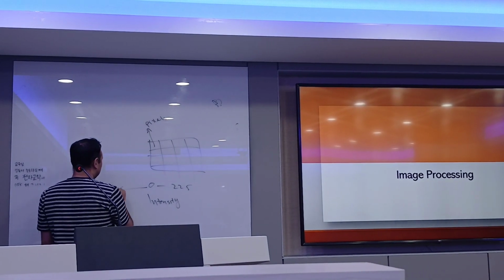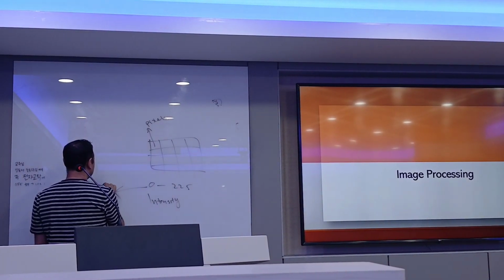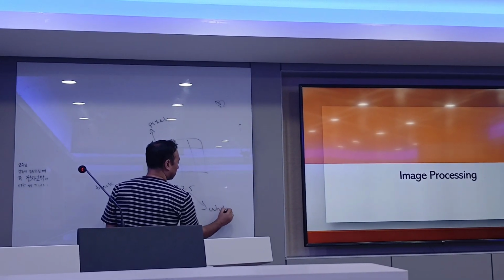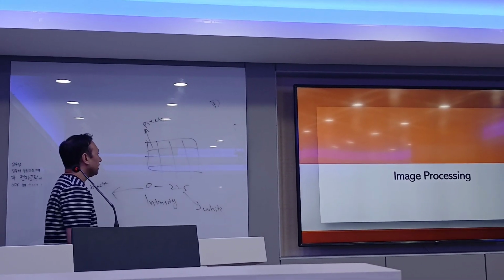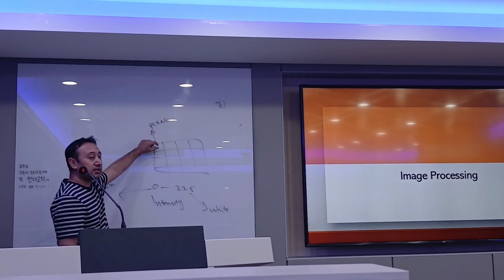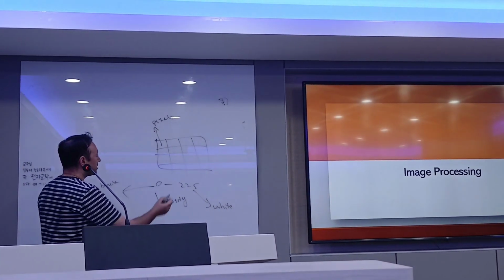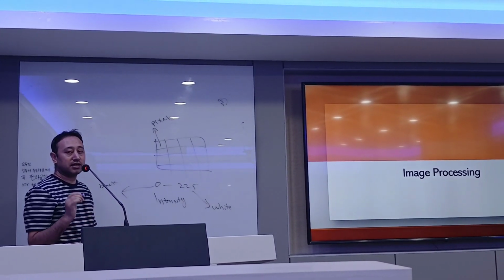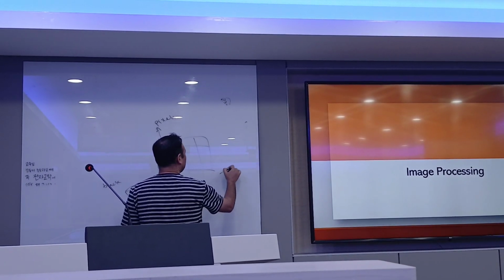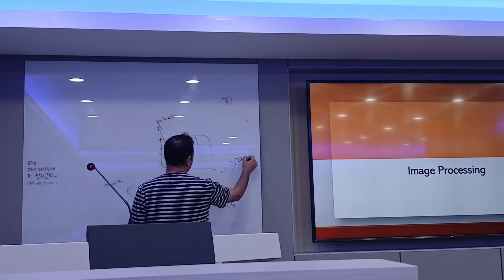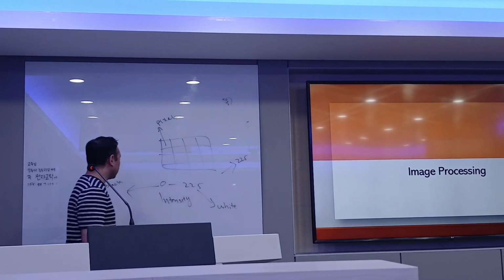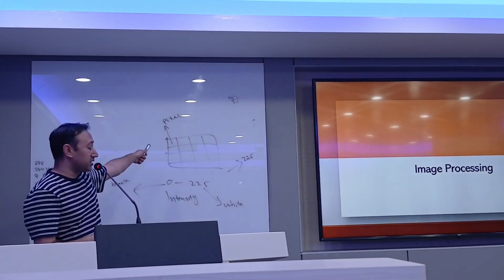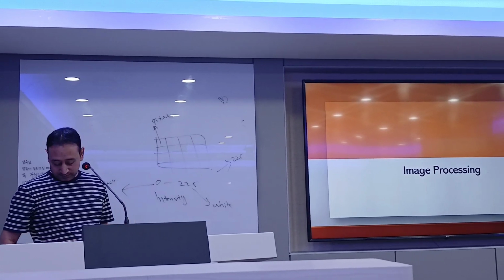This 0 shows black and this shows white. If the intensity at any pixel is low, it will be closer to 0, and if the intensity is high, then its value should be close to 255, and it is ranging from 0 to 255. So this is an image. An image is consisting of pixels.